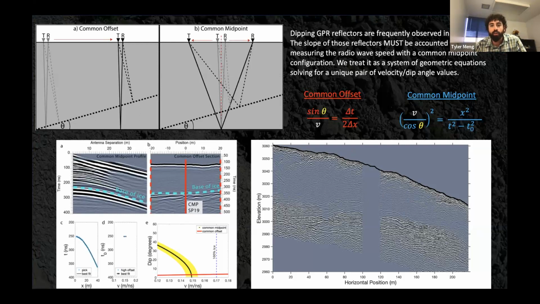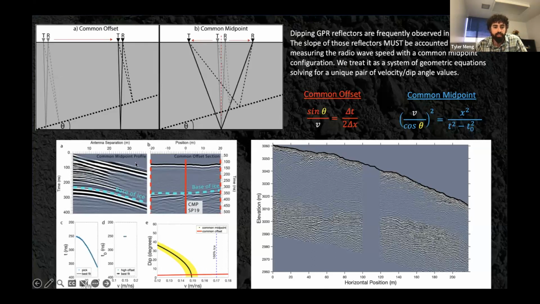So the way we make that correction is to treat these two governing geometric equations just as a simple system of equations, really, and that's represented in this plot down here, where this black line represents the common midpoint hyperbola equation, and this red line represents the common offset equation, and the intersection point represents the best fit velocity and dip angle that's consistent with both configurations of data.